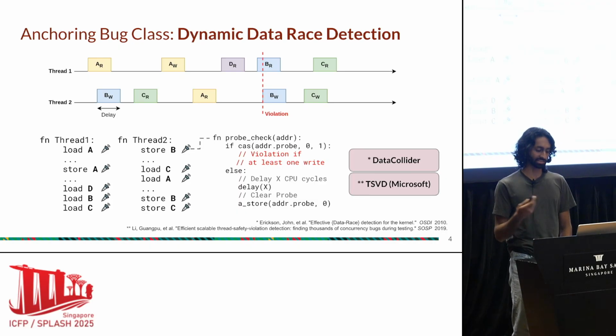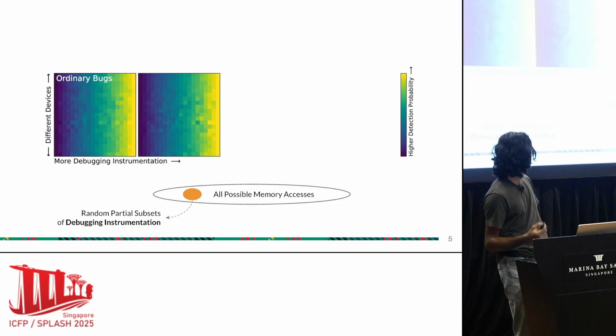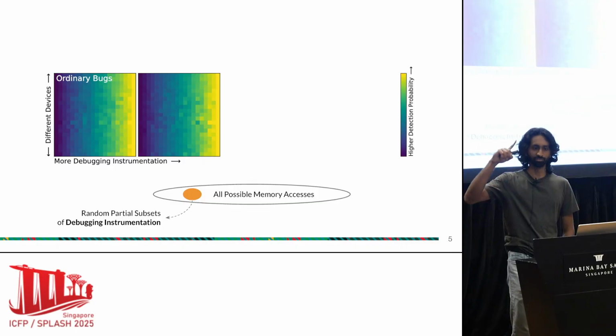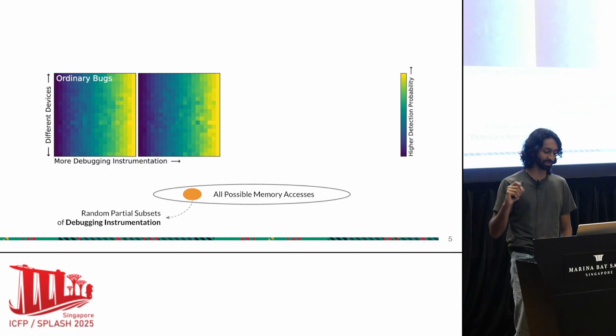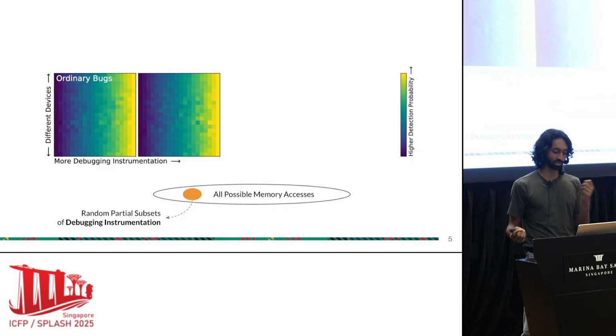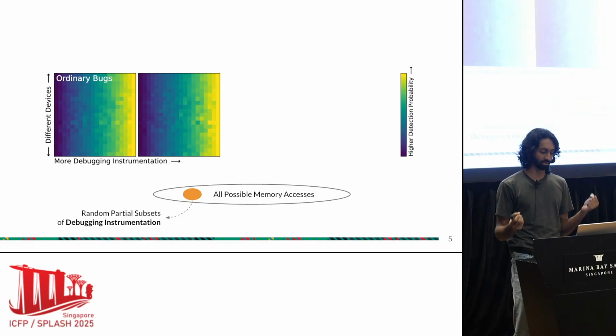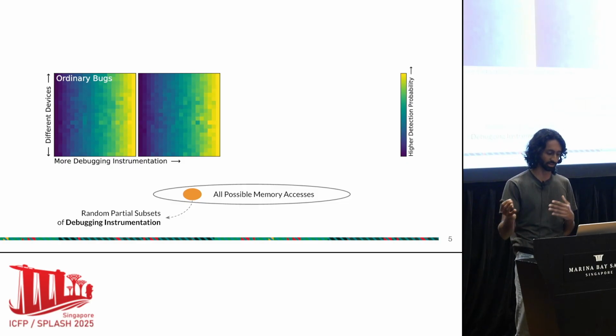But now we want to ask, what do data race heisenbugs look like? And this is quite interesting. So we ran an experiment where we took a program, ran it across different devices, ran it across different levels of debugging instrumentation. So what we did is we took all of our possible memory accesses and chose a random partial subset of memory accesses to instrument, and then ran them stochastically across thousands of runs to see what that distribution looks like.